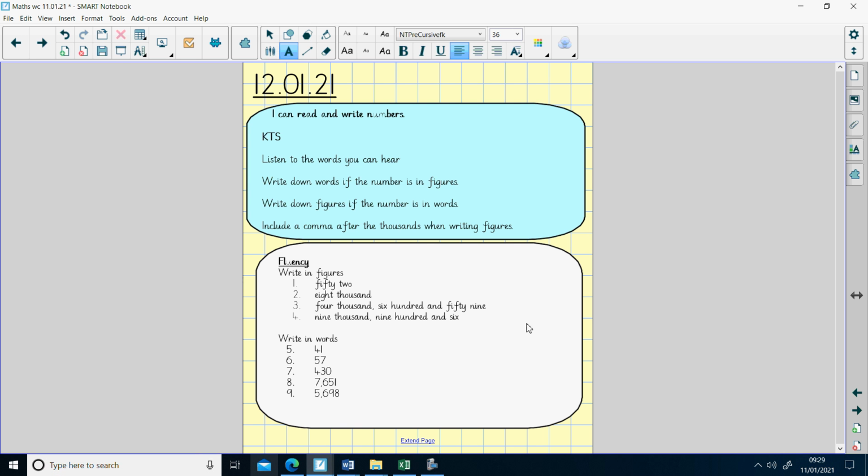So pause the video now and have a go at your fluency, and then pop back to me when you're done. Okay, hopefully you've had a go at your fluency. The answers are here on the board. If you had a go at the scaffold today, I've also uploaded the answers to that on Teams, so you can have a look at your answers too. So have a look at each answer, give yourself a tick if you've got it right. If not, have a look where you might have gone wrong. Pause the video and do that for me now, and then come back to me for problem solving.